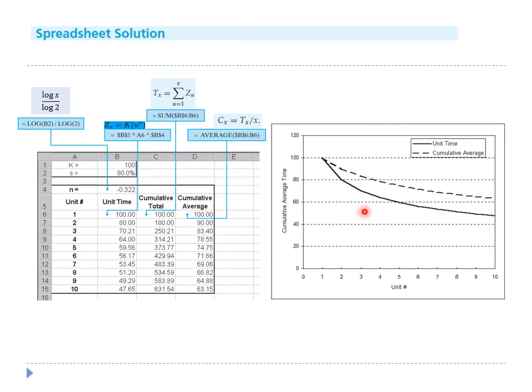And this is the plot of unit time and cumulative average time. As we can see, the unit time and cumulative average time decrease when the number of output units increases. This spreadsheet model can be used to examine the impact of different learning rate parameters on predicted car assembly times by changing the value of cell B2. For example, we can try a 90% learning rate, a 70% learning rate, and so on.